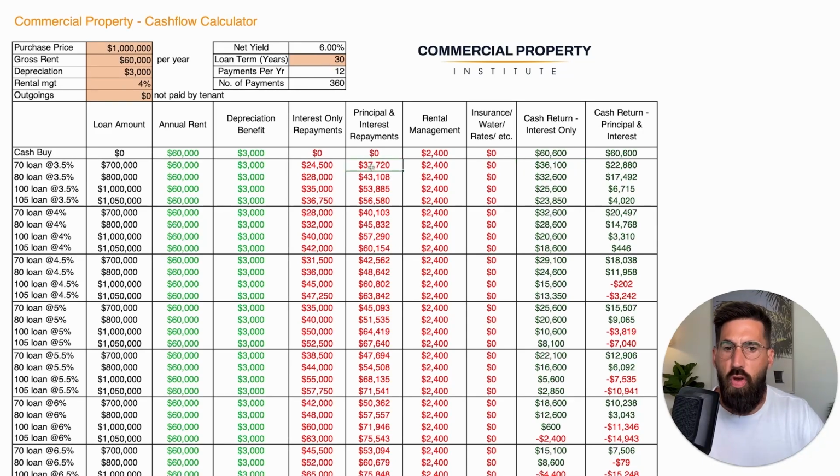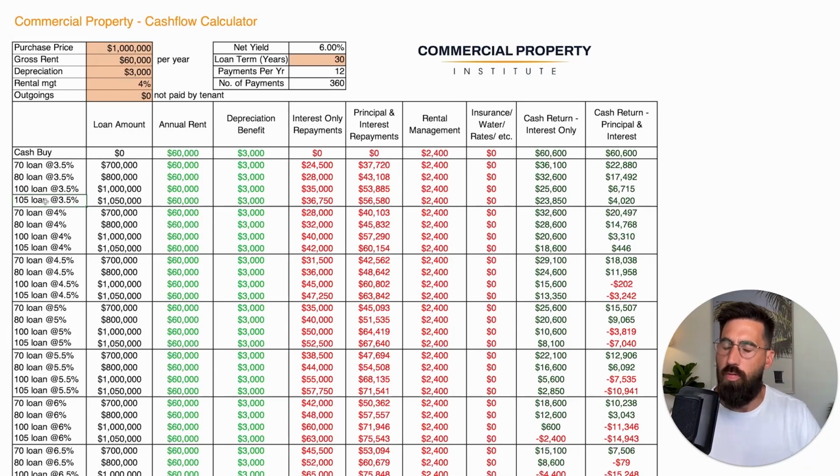Now, similarly, if you're looking at principal and interest repayments over a 30-year loan type, you'd have $37,720 per year in repayments. So this would be coming off the $60,000 plus the $3,000 versus the $24,000 that you looked at interest only. So you can see instead of a $36,100 cash flow positive return, you've got a $22,880 return.